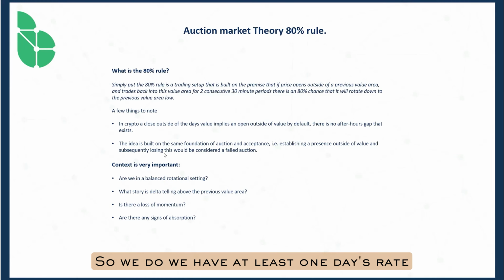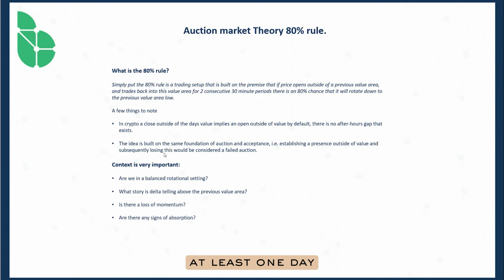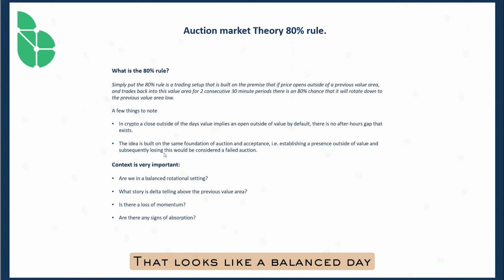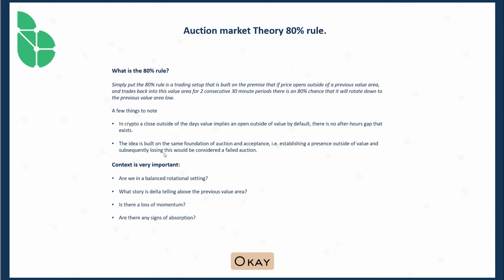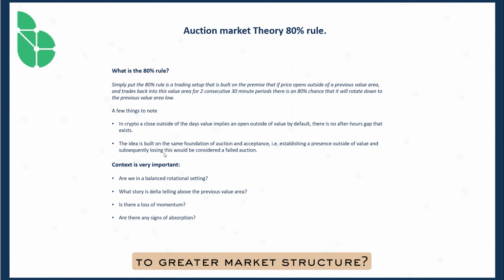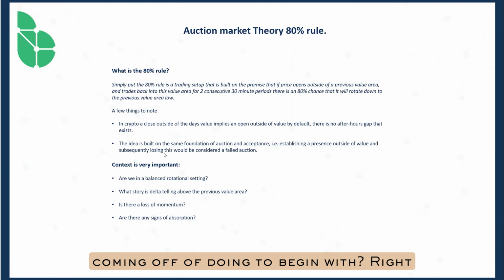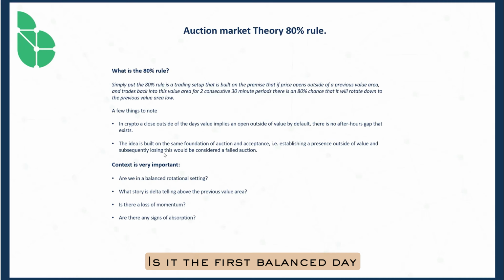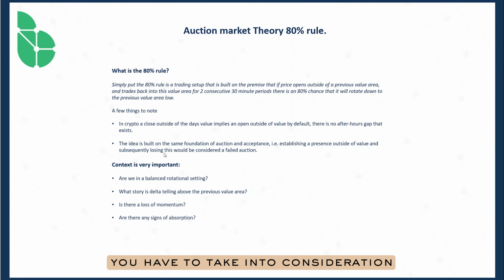So we have at least one day that looks like a balanced day if we're looking at a volume profile chart or a TPO chart. Okay, where do we sit in relation to greater market structure? What is the market coming off of doing to begin with, right? Is it the first balanced day after a major trending move? Is it the first balanced day after a major impulsive move where we're just consolidating before moving up? Right, these are all things you have to take into consideration.